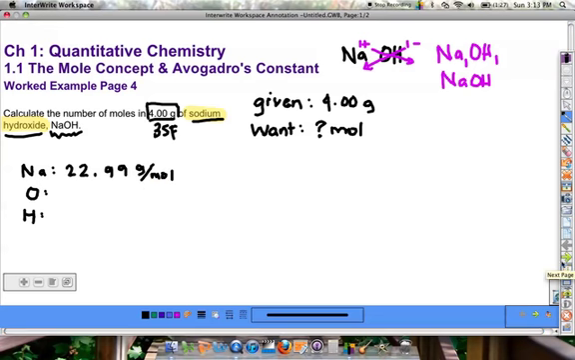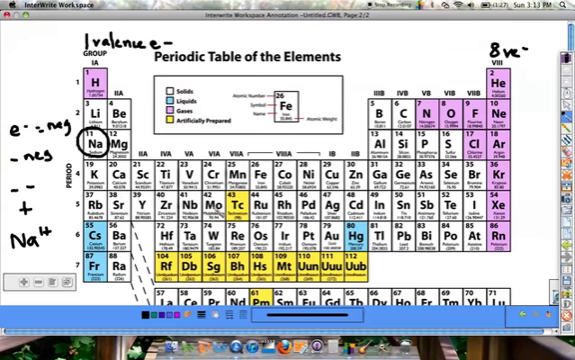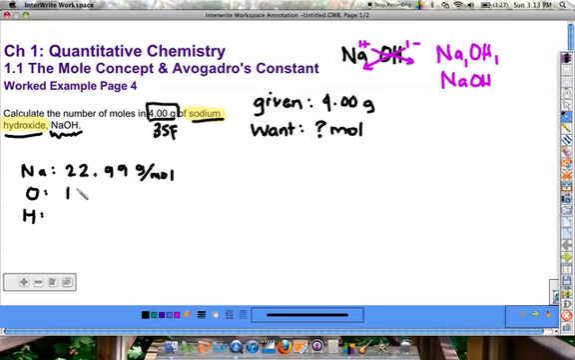Oxygen, hopefully you're starting to memorize this one already. We use it so much, it's easy to memorize. And it's easier when we get to the correct number of sig figs. It just becomes 16.00.